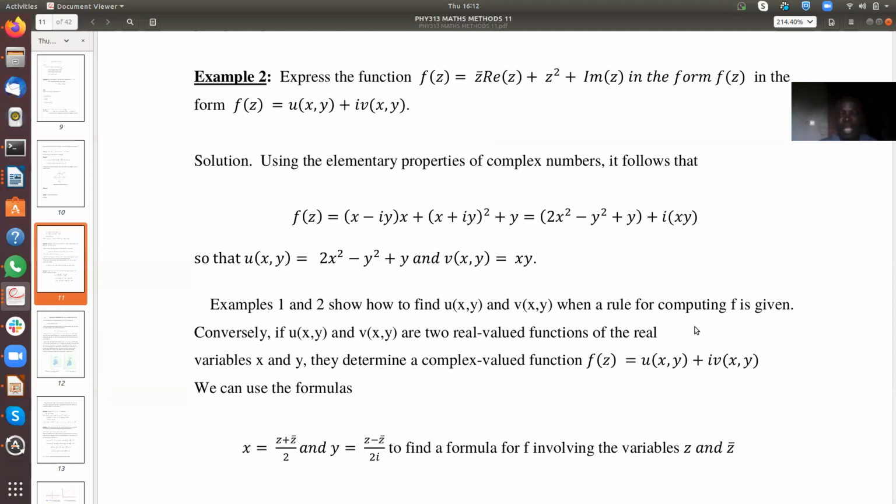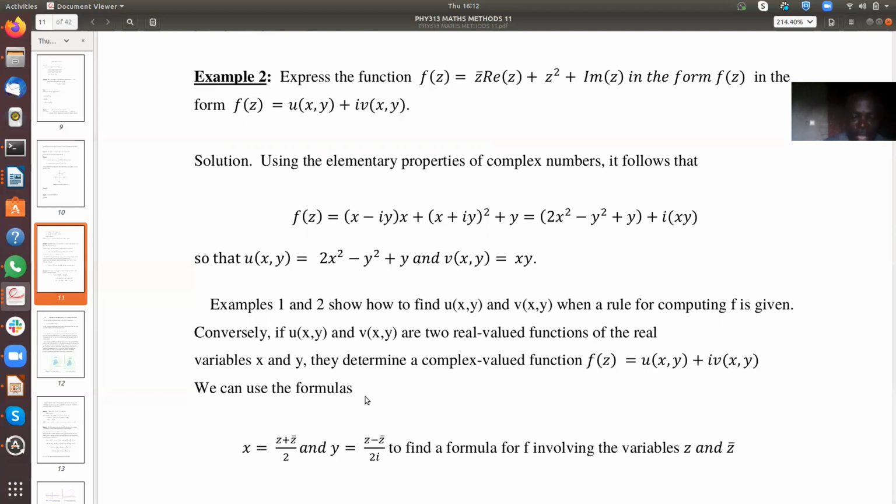Consequently, if u of x, y and v of x, y are two real-valued functions of the real variables x and y, they determine a complex-valued function, which is this now. f of z is equal to this. This is a complex-valued function. We can use this formula.